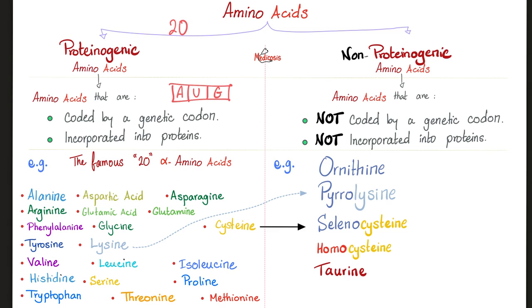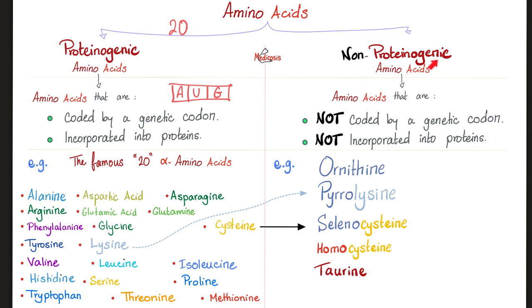What are these 20 amino acids that your biology professor told you about? Yeah, the famous alanine, aspartic acid, asparagine, arginine, glutamic acid, glutamine. So you have aspartic acid, asparagine, glutamic acid, glutamine, phenylalanine, glycine, tyrosine, lysine, valine, leucine, isoleucine. You need to remember these 3 together. Valine, leucine, isoleucine, histidine, cysteine, serine, proline, tryptophan, threonine, methionine. My favorite, because it gives you a methyl donor.